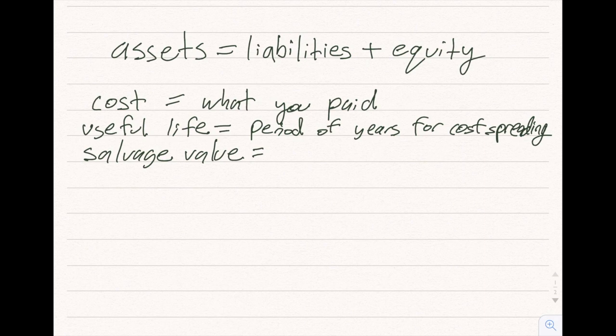It's not all going to be represented in 1 year, because ideally you're getting multiple years of benefit, and so you're going to have multiple years of depreciation expense. That's a term I haven't used yet, but depreciation expense is ultimately what's going to be affecting your income statement and your balance sheet, as well as accumulated depreciation. But before we go into that, let's make sure we're comfortable with these terms. So cost, what you paid. Useful life is the period of years for cost spreading purposes.